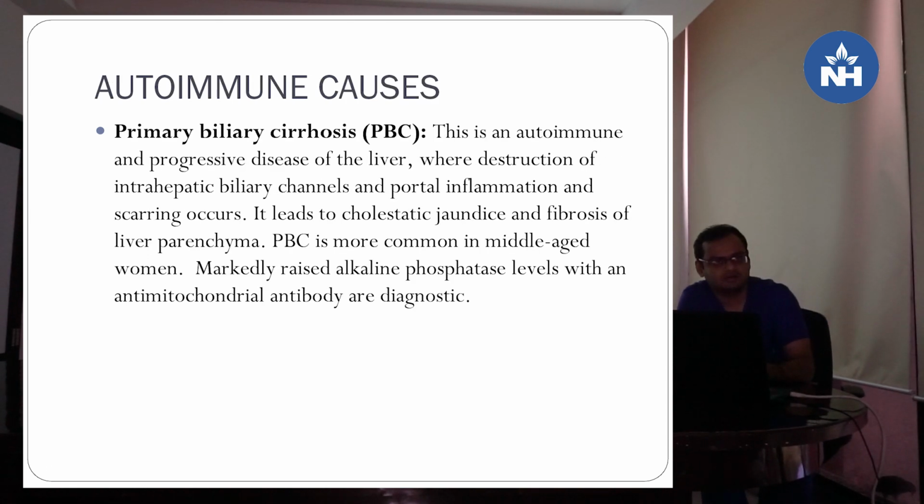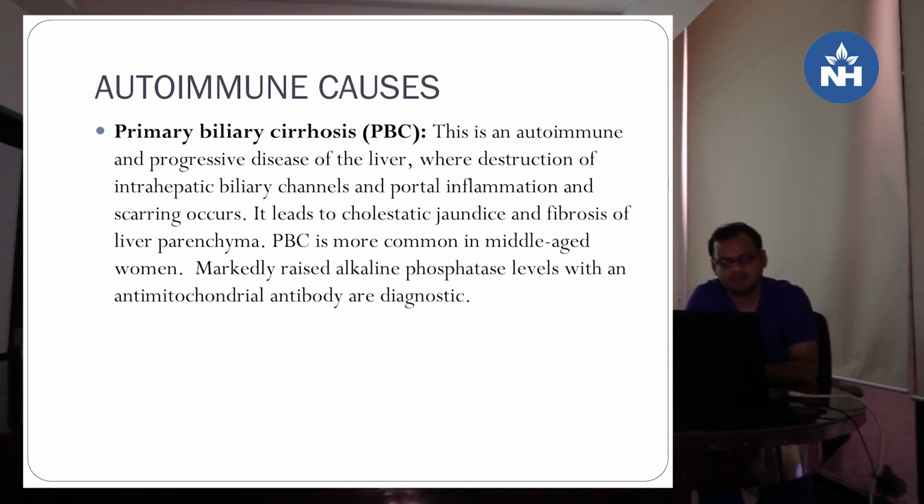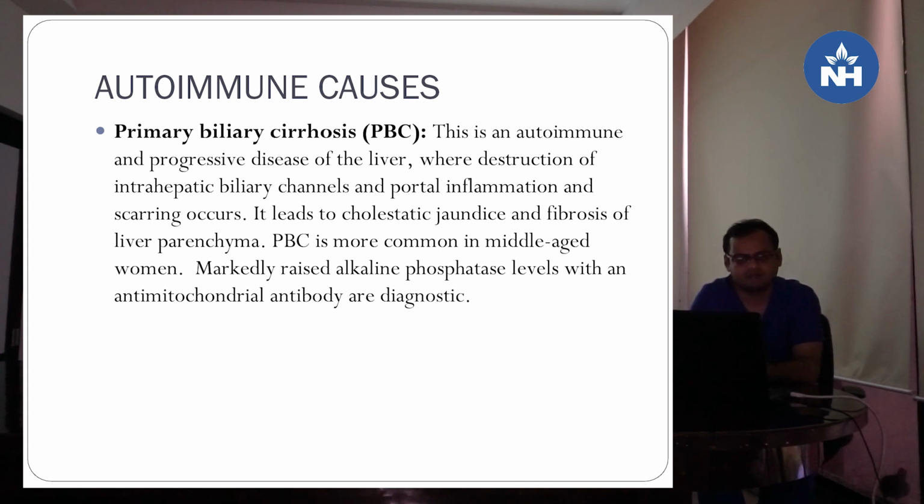Autoimmune causes of chronic liver disease are mainly found in middle-aged women. Primary biliary cirrhosis is destruction of the intrahepatic biliary channels, with portal inflammation, scarring and fibrosis. It leads to cholestatic jaundice and fibrosis of the liver parenchyma. A markedly raised alkaline phosphatase level with antimitochondrial antibody is diagnostic.